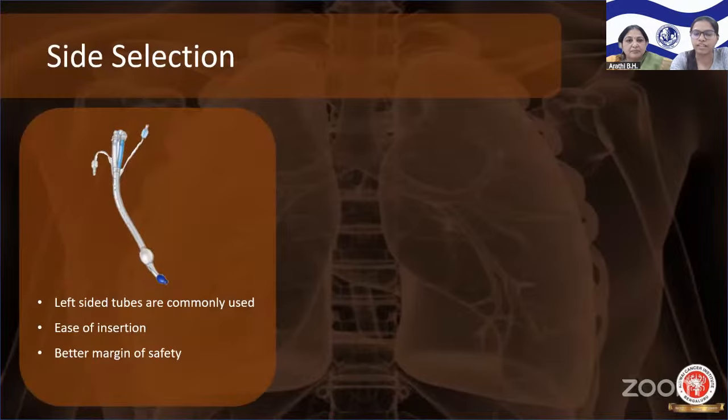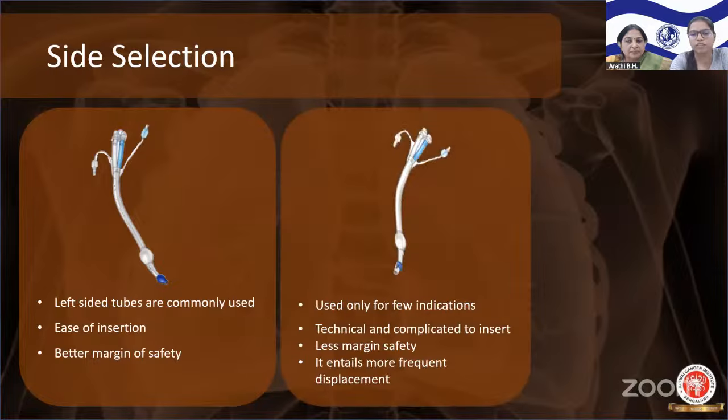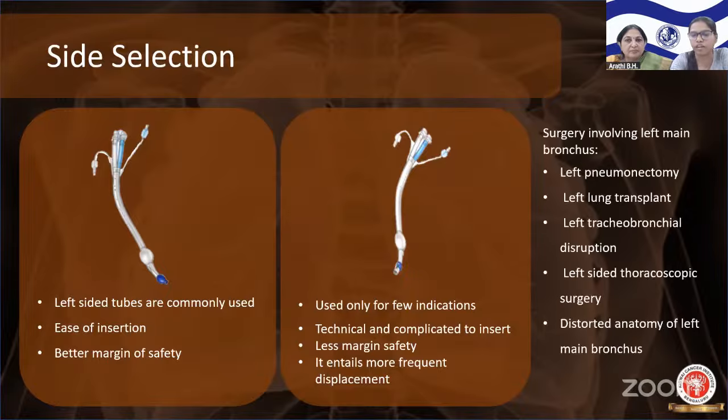Left-sided DLTs are more commonly used because of ease of insertion and a better margin of safety, whereas right-sided is used only for a few indications because of technical issues; it is complicated to insert, displacement is more frequent, and it has a lesser margin of safety. So where can we use the right-sided DLT? Surgeries like left pneumonectomy, left lung transplantation, left bronchial disruption, left-sided thoracoscopic surgery, or any distorted anatomy of the left main bronchus.